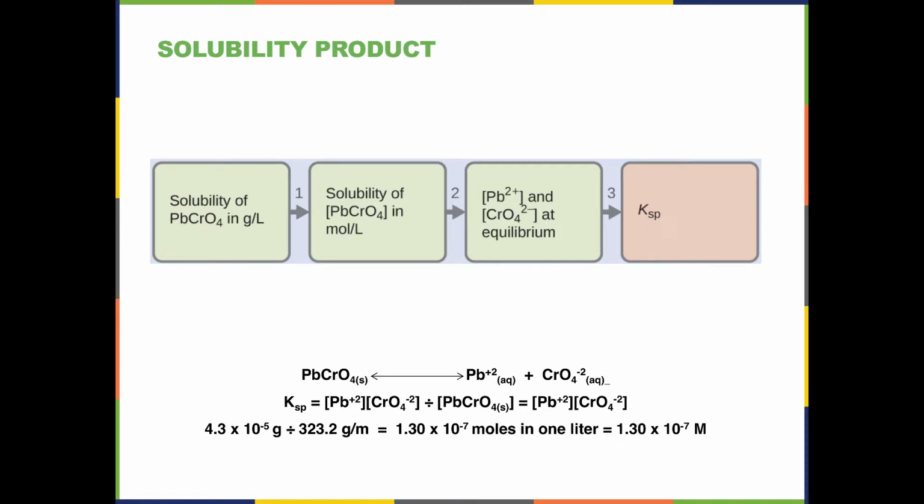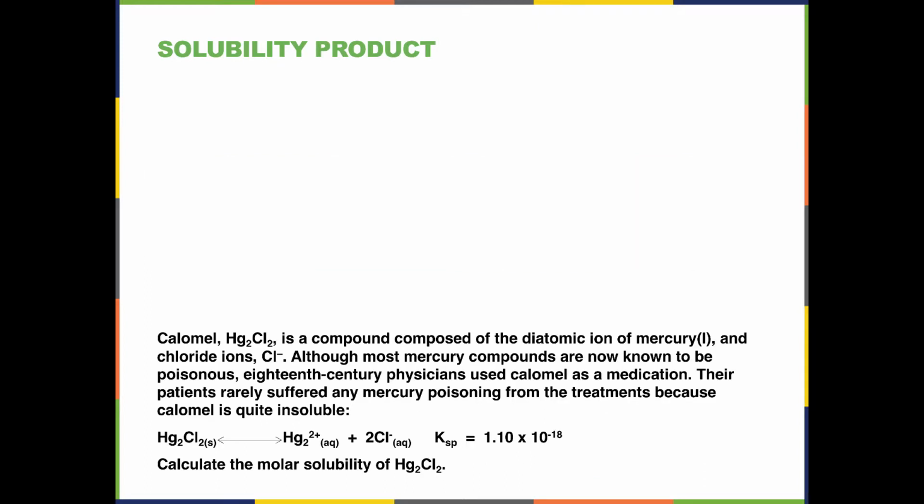The 4.3 times 10 to the minus 5 grams is divided by the molecular weight of 323.2, and this ends up being 1.3 times 10 to the minus 7 moles in 1 liter, or 1.3 times 10 to the minus 7 moles per liter, or molar. That's the concentration for the lead ion, and that's the concentration for the chromate ion. And so the KSP will be the multiplication of these two concentrations, or 1.7 times 10 to the minus 14.